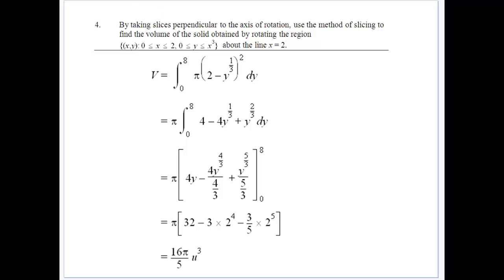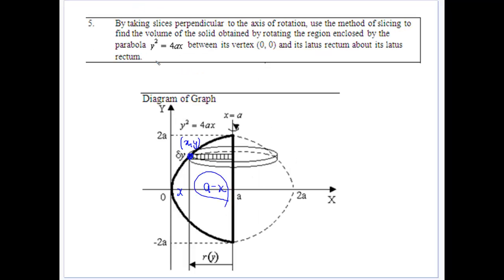In the last problem here, we've got the curve y squared is equal to 4ax. So we've got a parabola on its side, and its latus rectum is rotated around the line x is equal to a. So this area, the latus rectum, is rotated about that line x is equal to a. Looking at that, because it's rotating around a line that's x is equal to a number, we get delta y because of the thickness of y.